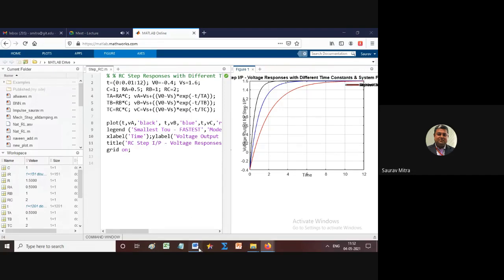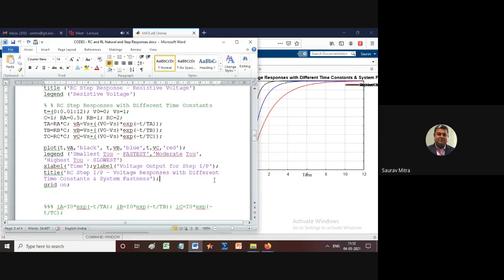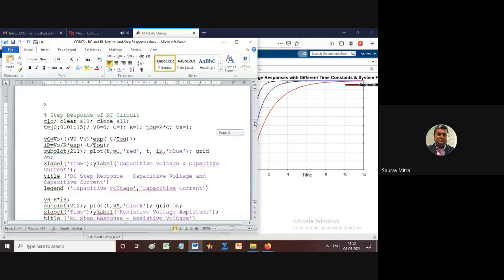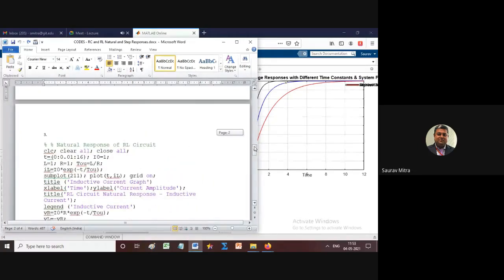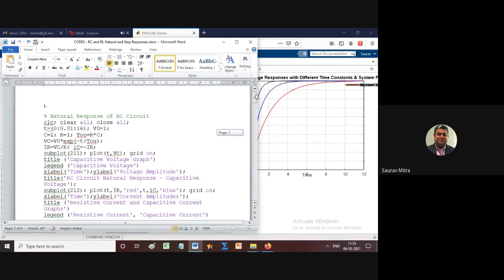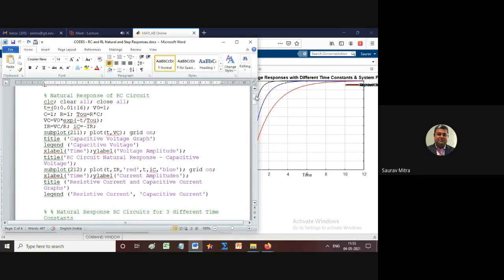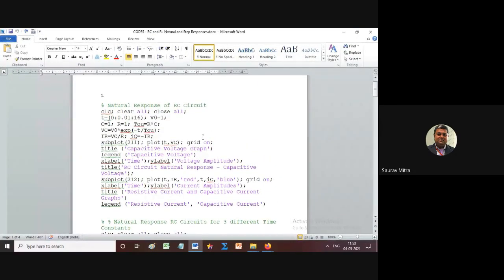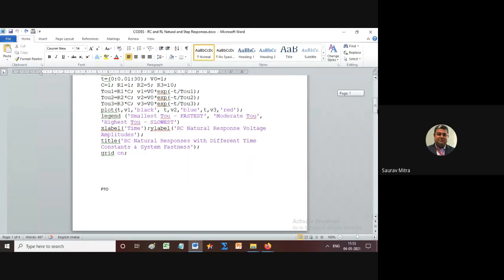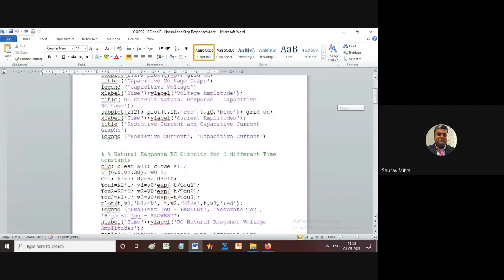So I have shown you one step response, that is RC step response, and one natural response, that is RL natural response. So 2 and 3 I have done. One is the natural response of RC. You can do it on your own, and two types of graph you have to generate. There are a total of 8 codes given. If you check the natural response of RC, there is one separate graph and one combined graph of 3. So this calls for 3 graphs total.